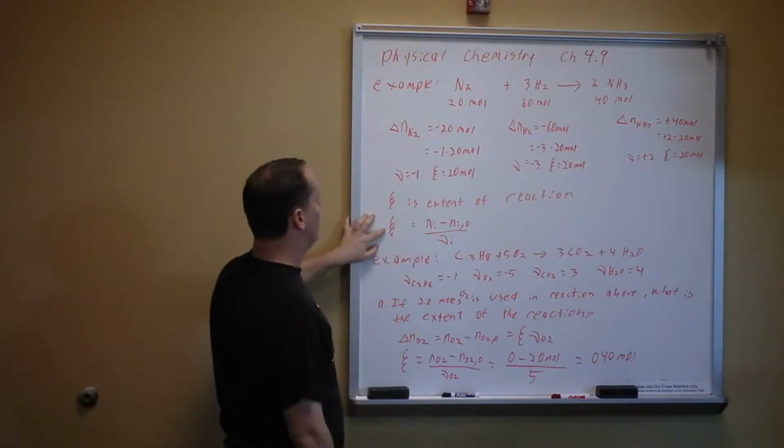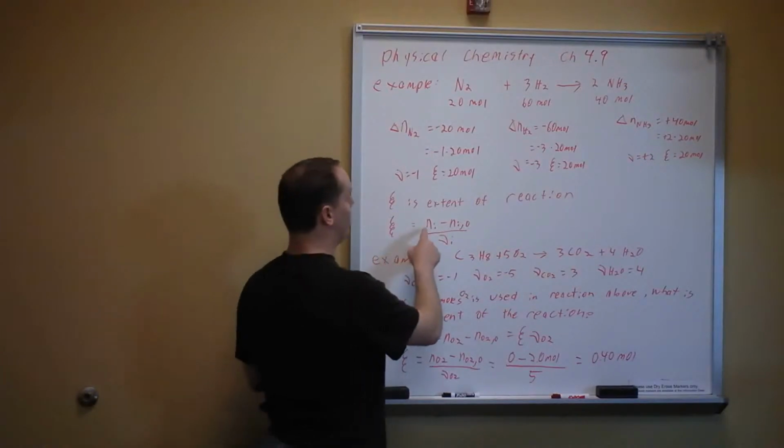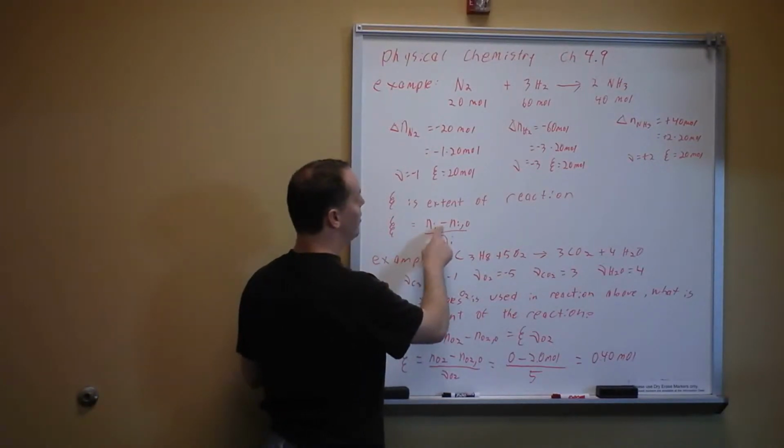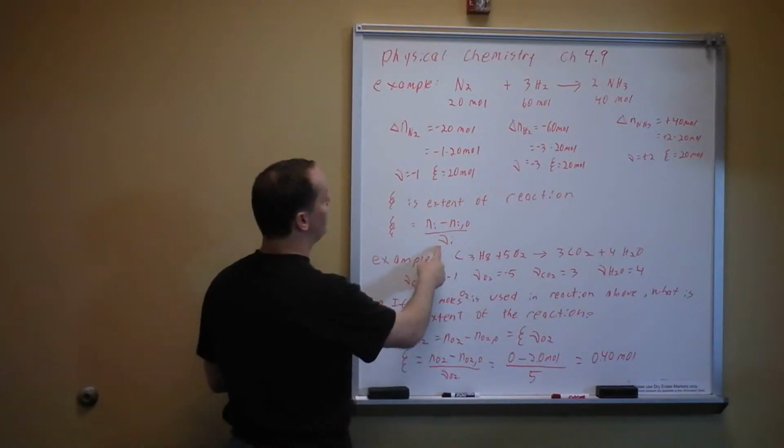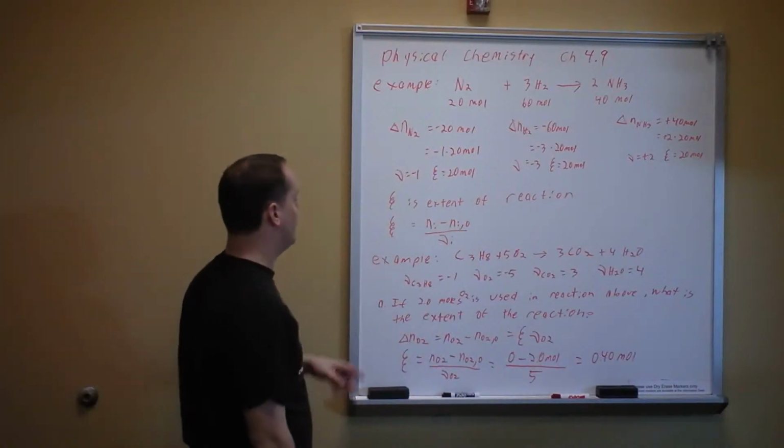So another way to put that, to find the extent, you just take the number of moles of your substance final minus the number of moles of the same substance initial and divide by the stoichiometric coefficient. That's how we did that.